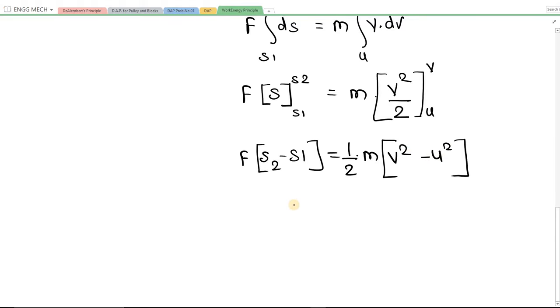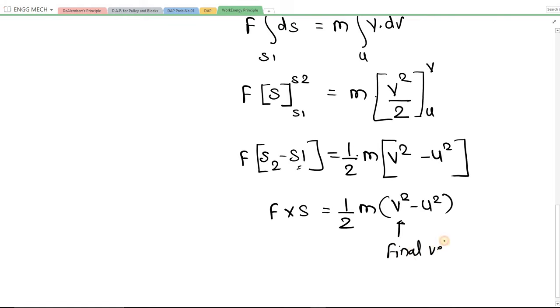Now if you consider the body starting its displacement from rest, then s1 has no meaning. We can directly put displacement as plain s, because whenever a body is moving, it starts from its initial position and then has some displacement, which is directly given by the term s. Therefore f into s is equal to half m into v square minus u square, where v is final velocity and u is initial velocity.